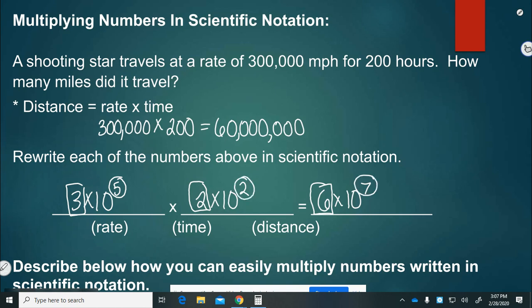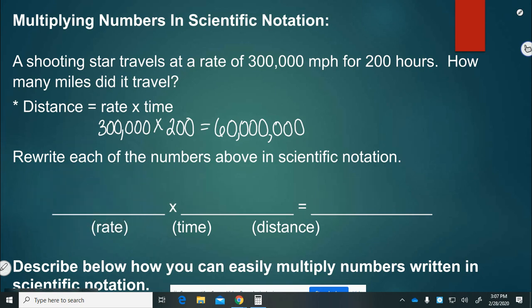So if you remember back to our multiplication of like bases rule, if you are multiplying like bases, you can add the exponents. So instead of doing 10 to the 5th times 10 to the 2nd, I can just add the exponents to get 10 to the 7th. So that is our shortcut when we're multiplying things with like bases or when we're multiplying things with scientific notation. All right, so let's take a look at some examples.